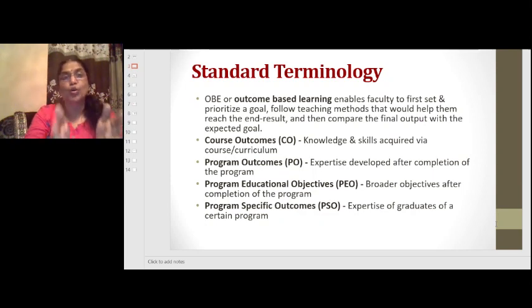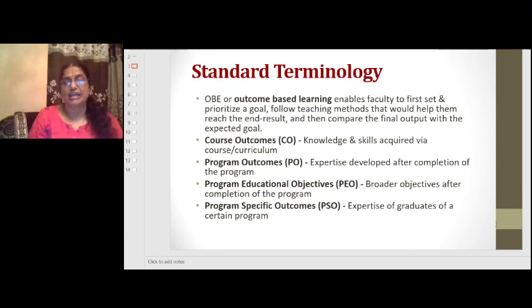Now, what is the difference between course outcome and program outcome? Course outcome is the knowledge and skill you acquire after a particular course. Maybe a subject, one subject, two subjects. Program is the total program, B.Tech program, M.Tech program, or MA, B.Ed, something like that.